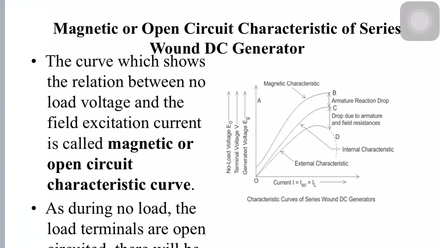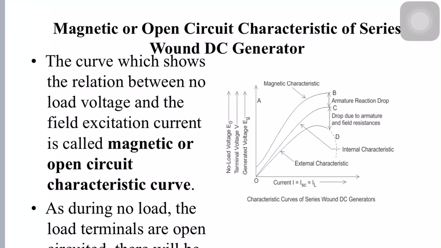So the magnetic or open circuit characteristics, the AB curve, is showing the magnetic characteristics. Point A should be here, a little bit upwards from the origin O. So change that one. The AB curve is showing the magnetic characteristics of the series wound DC generator.